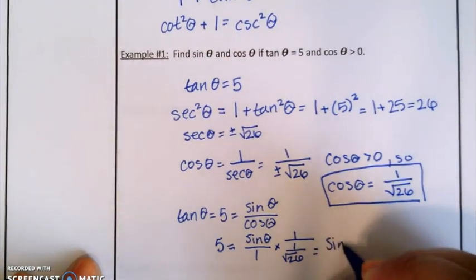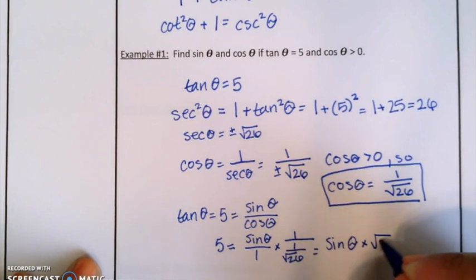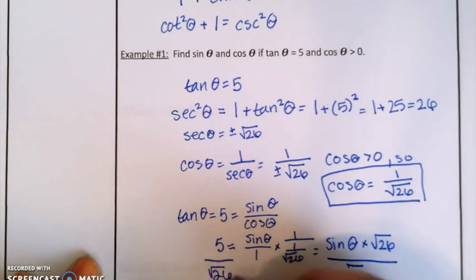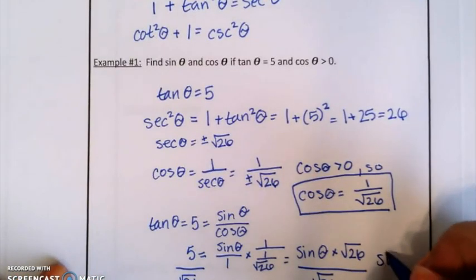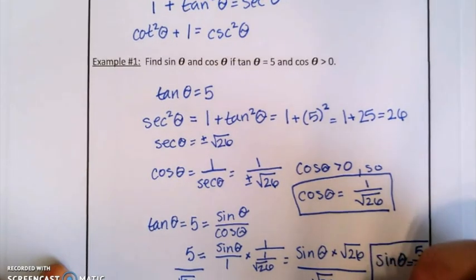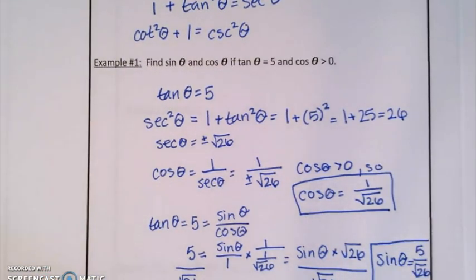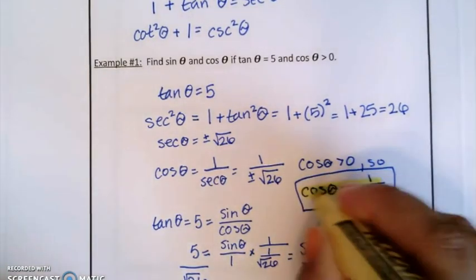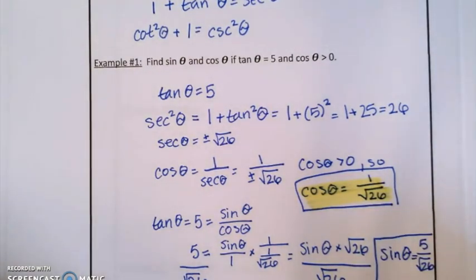So that's sine of theta times the square root of 26, dividing both sides by the square root of 26. I find that sine of theta equals 5 divided by the square root of 26. All right, so our final answer: cosine of theta is 1 divided by the square root of 26, and sine of theta is 5 divided by the square root of 26.